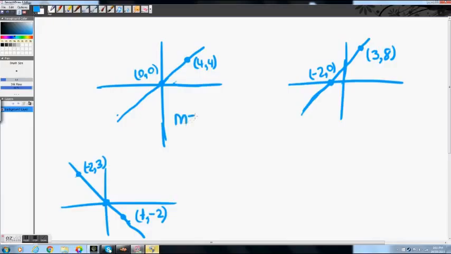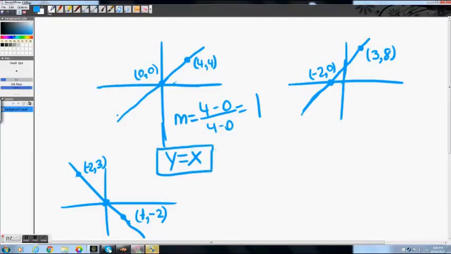So, first we're going to find the slope. y2 minus y1 over x2 minus x1. And we get 4 over 4, which is 1. So what we've got so far is y equals x. Now we need the y-intercept. And we look at the graph and see that it intersects the y-axis at 0. So there you go. The only x and y intercepts will be 0.